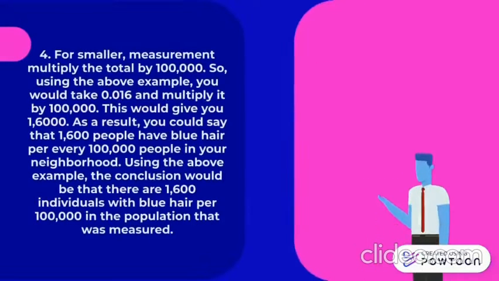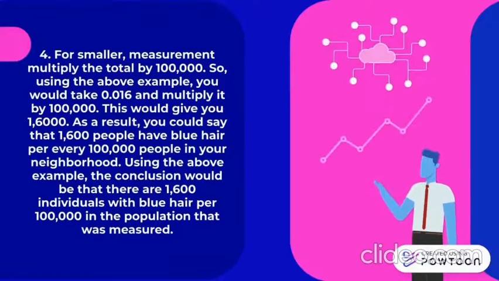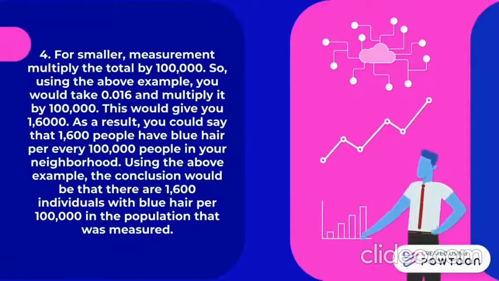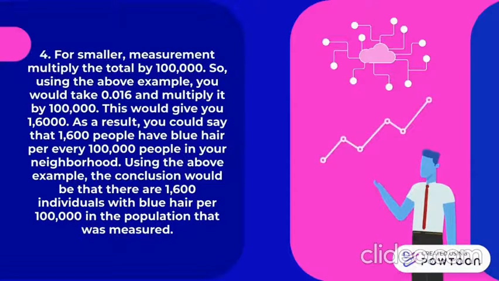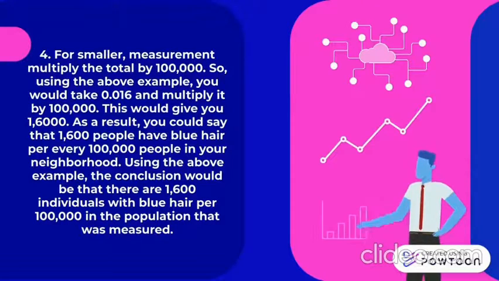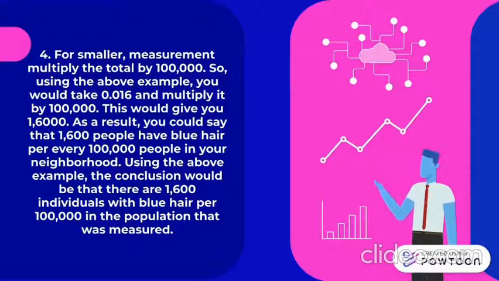For smaller measurement, multiply the total by 100,000. So, using the above example, you would take 0.016 and multiply it by 100,000. This would give you 1,600. As a result, you could say that 1,600 people have blue hair per every 100,000 people in your neighborhood. Using the above example, the conclusion would be that there are 1,600 individuals with blue hair per 100,000 in the population that was measured.